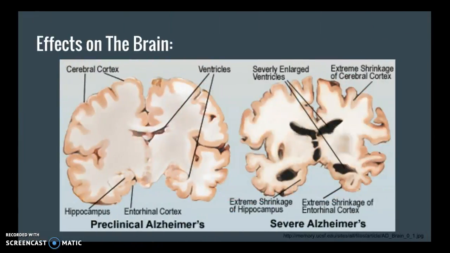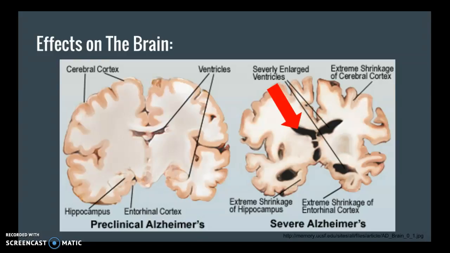With regards to the effect on the brain caused by Alzheimer's disease, we have two brains featured in this slide. The brain on the left is a healthy-looking brain, whereas the brain on the right is a brain affected by severe Alzheimer's disease. Later on in this video, we will discuss the three main stages of Alzheimer's disease. Right now, it's important to note that severe Alzheimer's disease is the last stage and most extreme case of Alzheimer's disease.